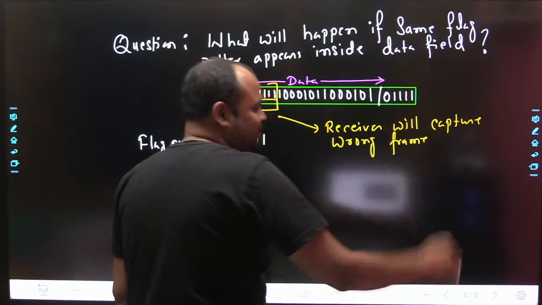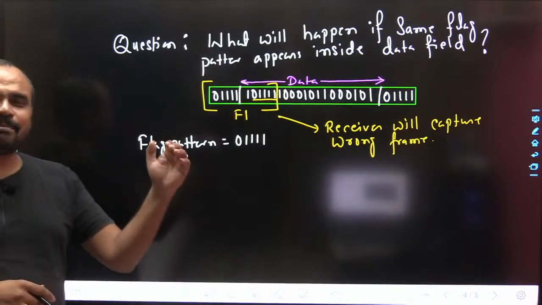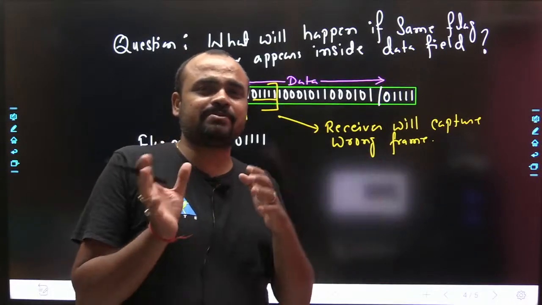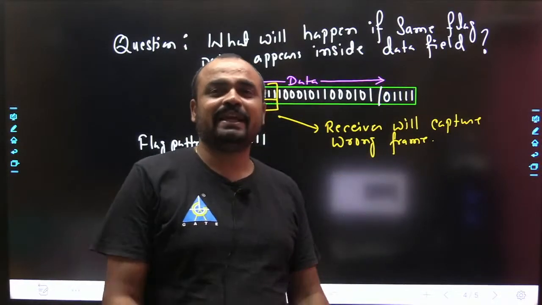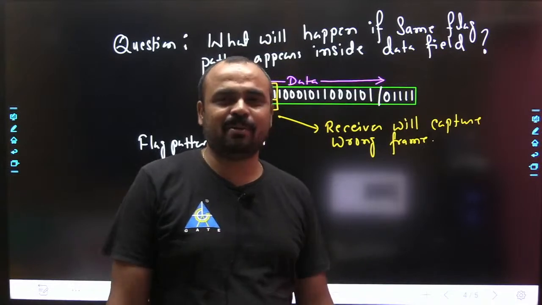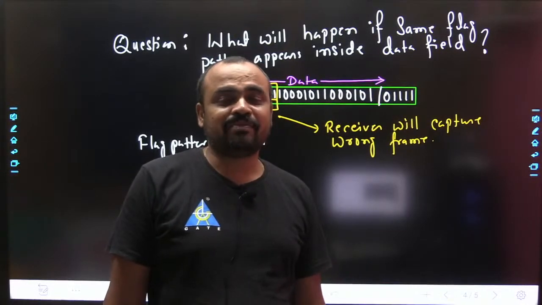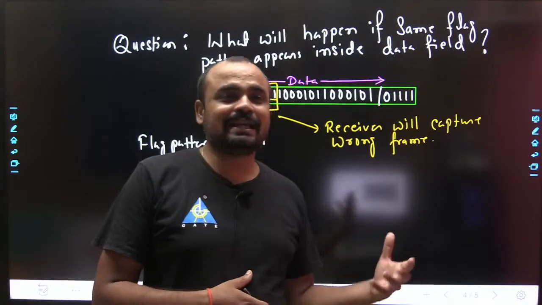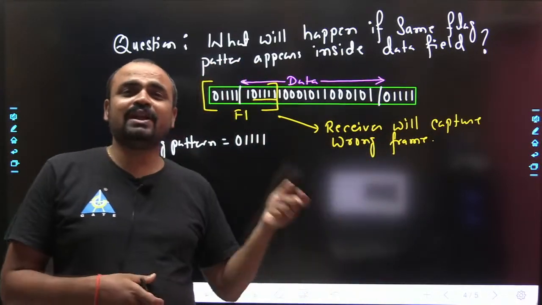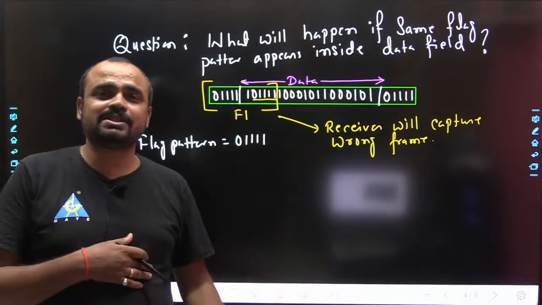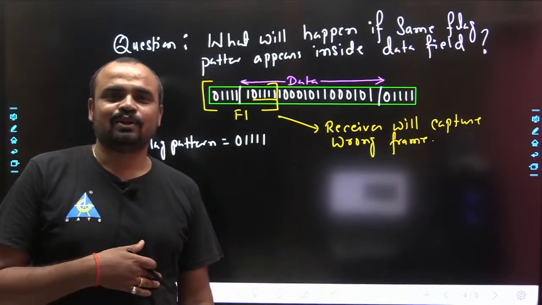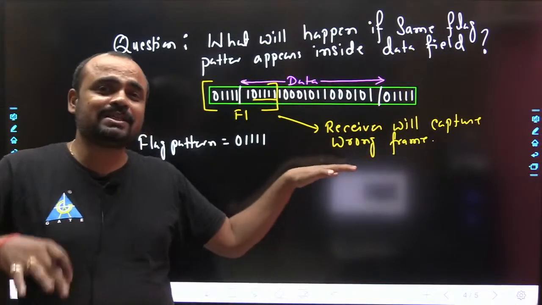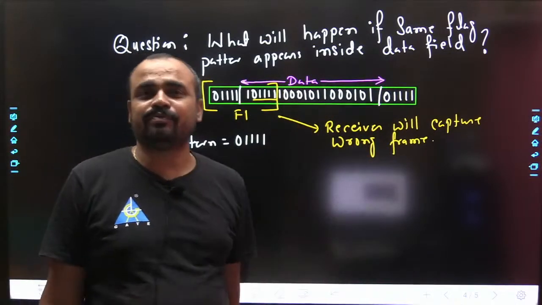Are you getting my point or not? So if the flag pattern appears inside the data field, definitely the receiver is going to capture the wrong frame, an incorrect frame. Are you getting my point or not? So definitely we don't want this. We don't want this kind of situation to arise in a communicating system, yes or no? So of course we need to identify some logic so that these things can be removed.